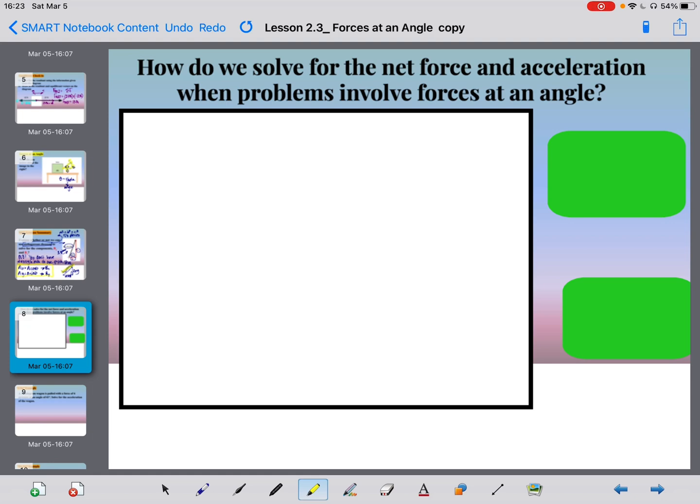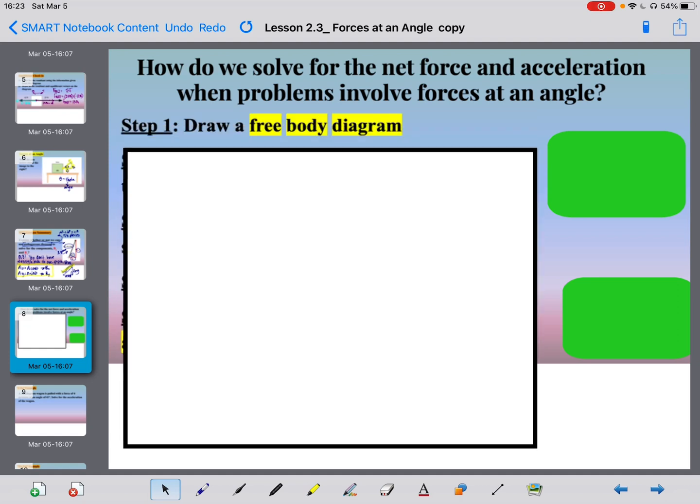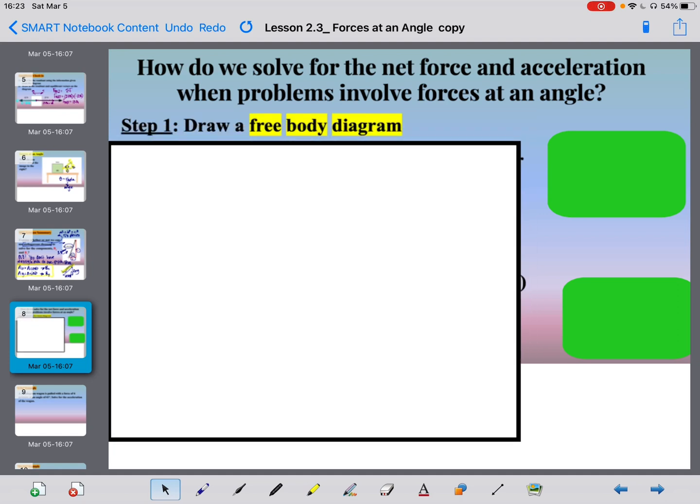So step 1, we're going to draw a free body diagram, always and always and always. We draw free body diagrams to help us visualize what's going on, and it shows us all the forces acting on an object, so you're not going to forget anything, and it's going to help us do the math. It might be hard when you see words, but if you can put it into picture form, sometimes that helps us more than the words do.